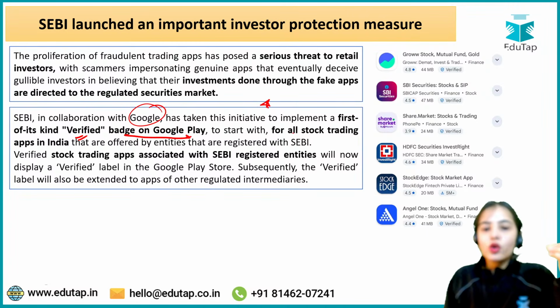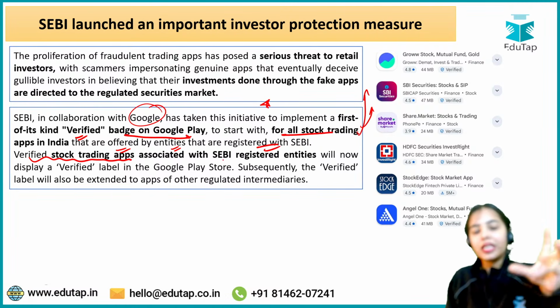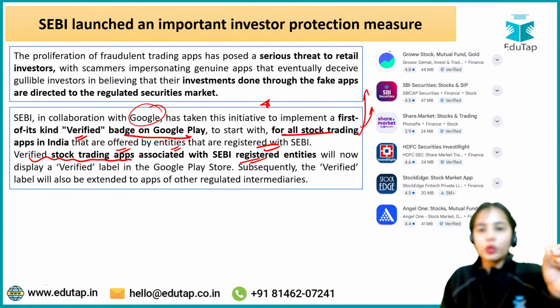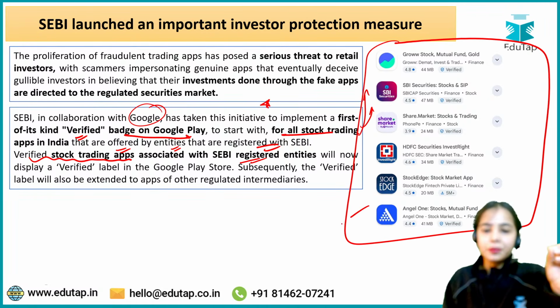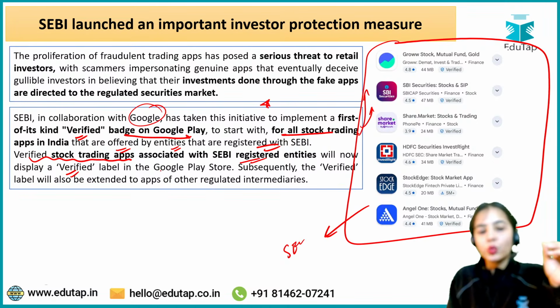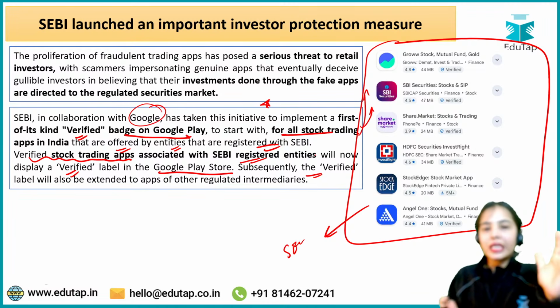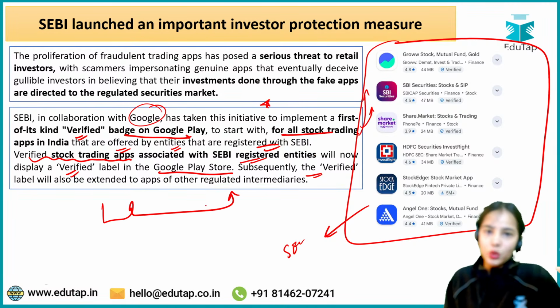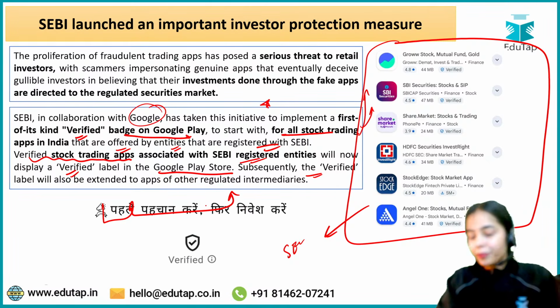So SEBI, in collaboration with Google, has taken the initiative to provide the verified badge on Google Play, to start with, for all the stock trading apps in India. For now, these verified badges are for stock trading apps in India offered by entities that are registered with SEBI. So these apps linked with SEBI registered entities will now display a verified label in the Google Play Store. Subsequently, the verified label will also be extended to apps of other regulated intermediaries of SEBI. So this is the idea.